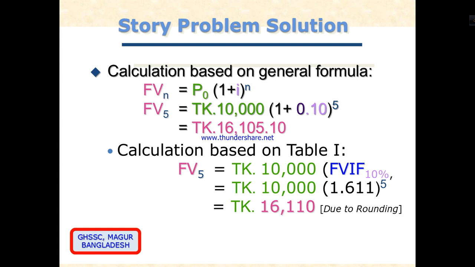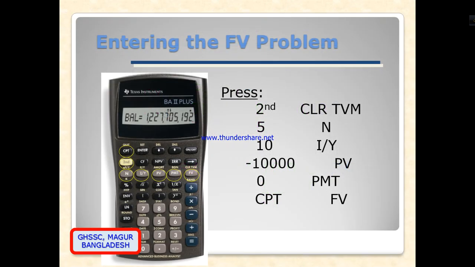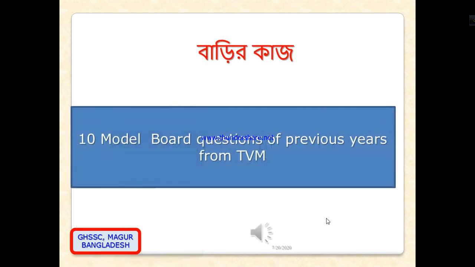So if we want to calculate by calculator, what will be the result? You have to press second, then CRL TVM, 5 N, 10 IY, minus 10,000 PV, 0 PMT, that means not related here in this case, CPT, after that press future value, then you will get the result. And what will be the result?